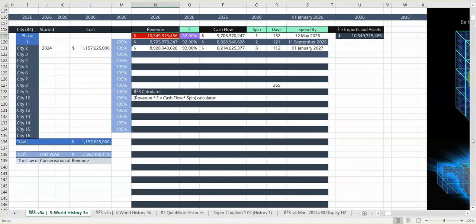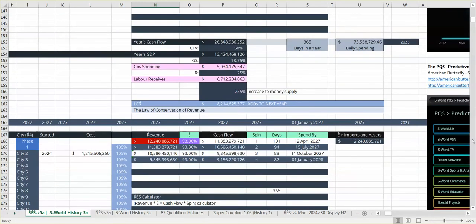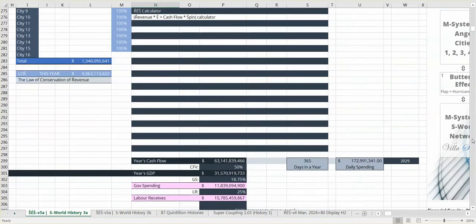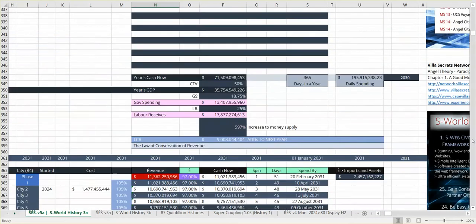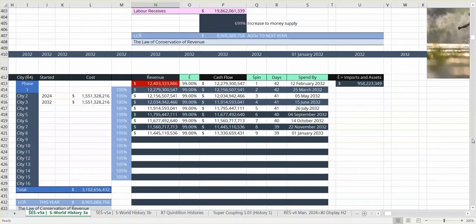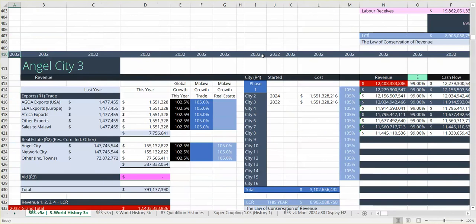Okay, we can start to see the idea now. Of course, we change spin to 4, 5, 7, 8, 9. Where are we? 2032. We call 2032 Angel City 2. No, Angel City 3.